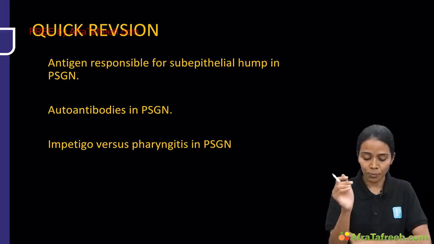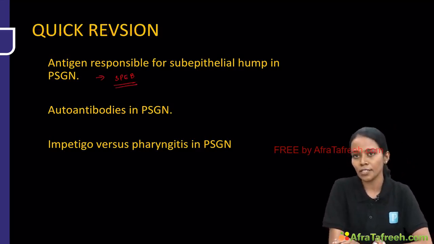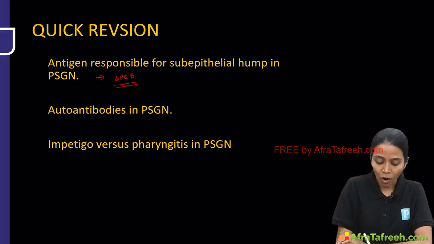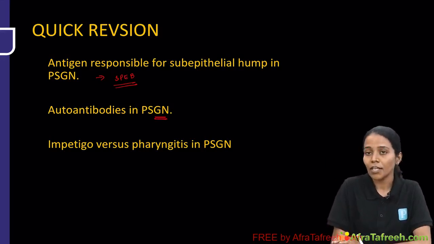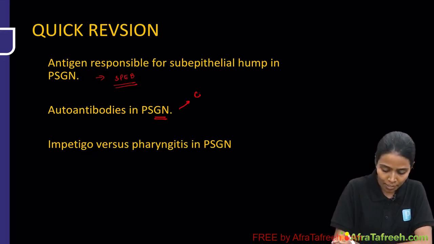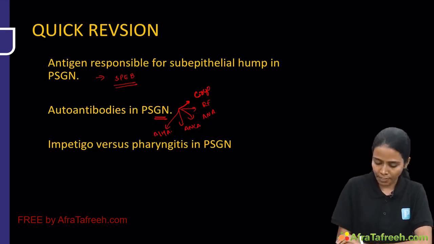So, the antigen responsible for the subepithelial hump in PSGN is SPEB, streptococcal pyrogenic exotoxin B. We discussed that this is a cationic antigen and it is going to go and cause this. Okay, autoantibodies in PSGN: we know that they can be positive for cryoglobulins, rheumatoid factor, ANA, ANCA, and they can also have antibodies for autoimmune hemolytic anemia.